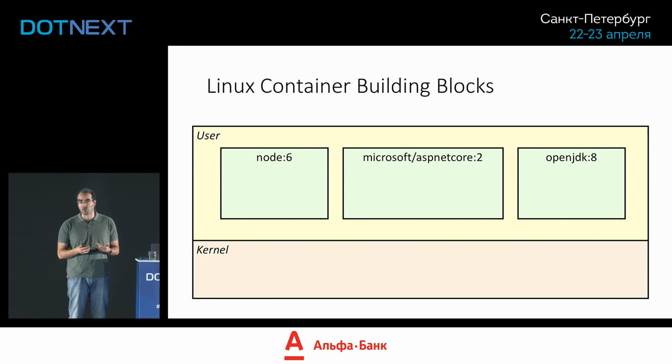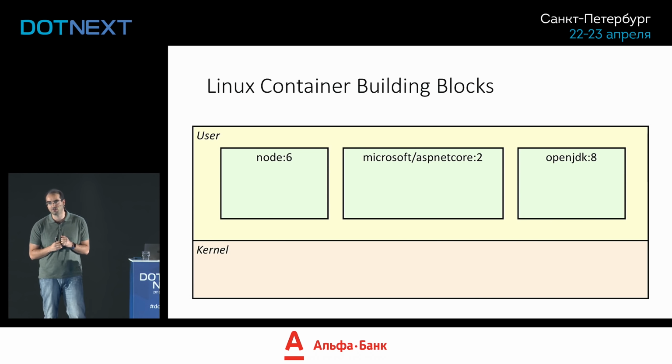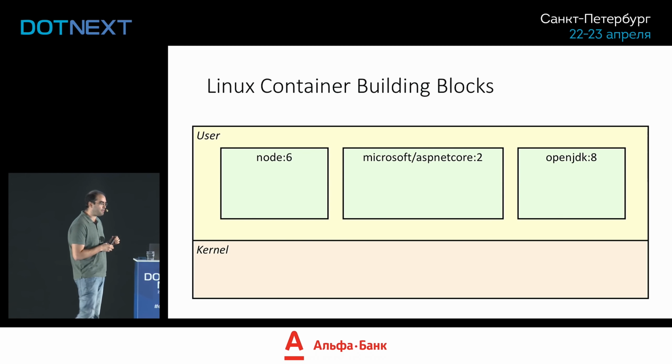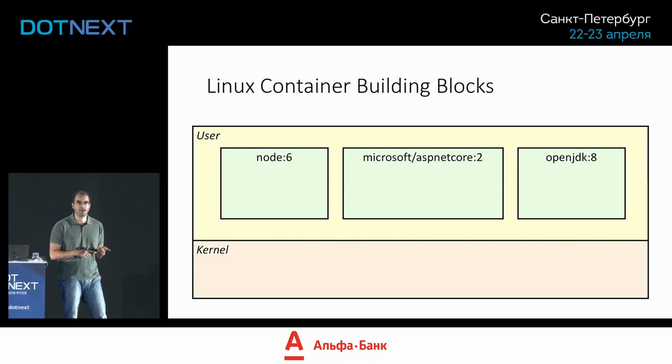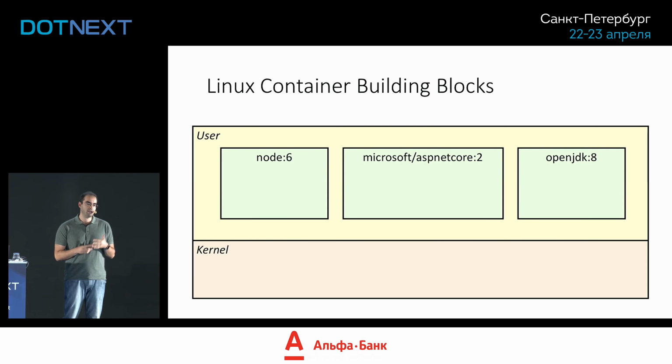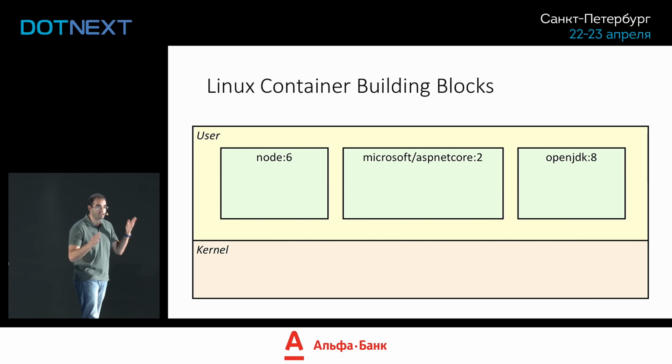So these are the building blocks for Linux containers. On this diagram, you see the Linux kernel on the bottom, and then on top of the kernel, you see 3 containers. One is running Node.js, the other is running ASP.NET Core, and the third one is running some kind of Java application, God forbid. And so here are the 4 things we'll talk about in this talk.